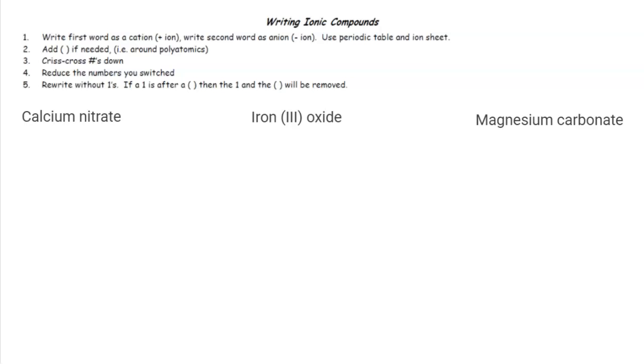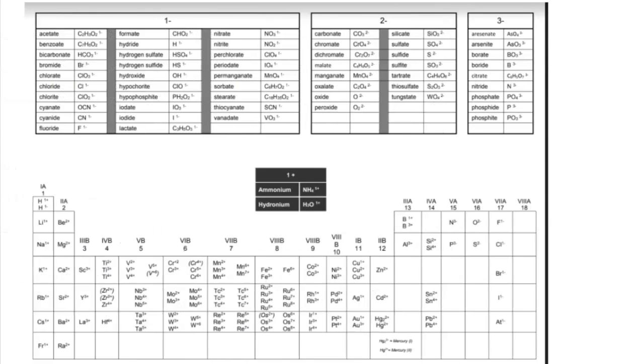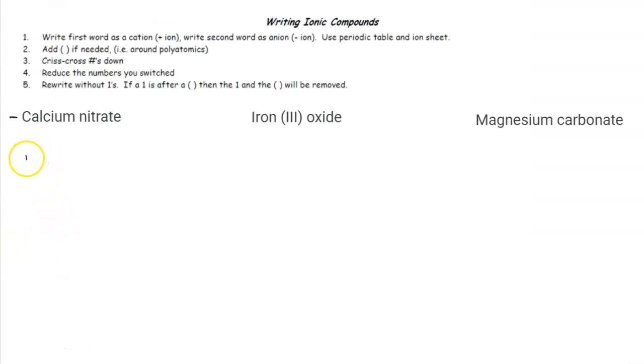So you can see here, these are the steps that I need to follow if I'm going to write a formula for an ionic compound. I always know that I'm working with an ionic compound because I have a metal at the very front. Okay, so the first thing that I want to do is I'm going to write the first word as a cation and the second one as an anion. So to find those, I look on my periodic table. I find that calcium as a cation is Ca2+, so I write that as my cation, Ca2+, and then I need to go look up nitrate.